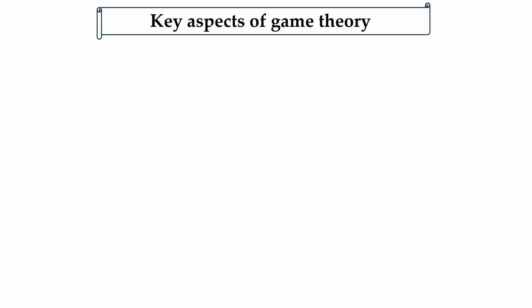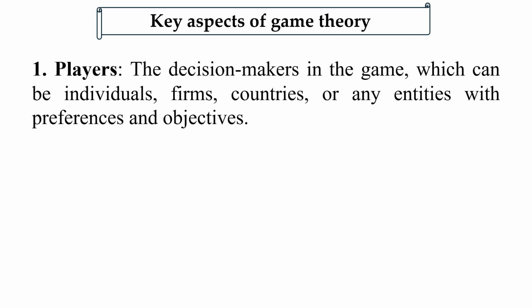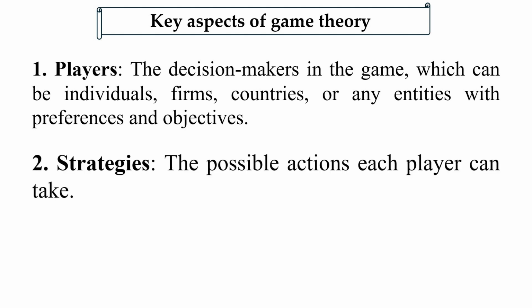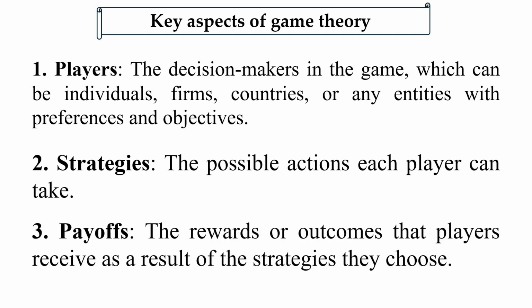Here are some key aspects of game theory in economics. First, players: the decision makers in the game, which can be individuals, firms, countries, or any entities with preferences and objectives. Second, strategies: the possible actions each player can take. A strategy defines how a player will act in every possible situation within the game. Third, payoffs: the rewards or outcomes that players receive as a result of the strategies they choose. Payoffs can be profits, utilities, or any measure of benefit.